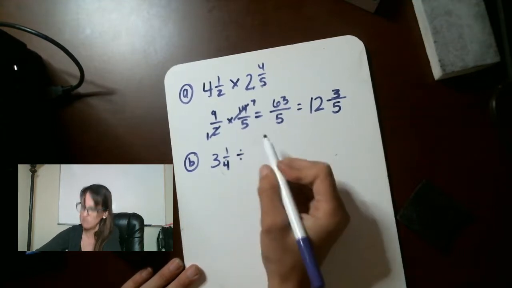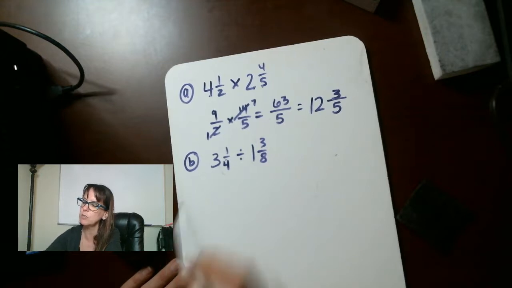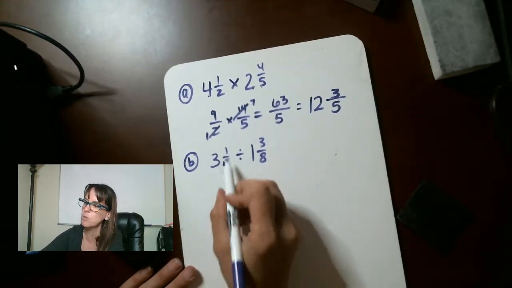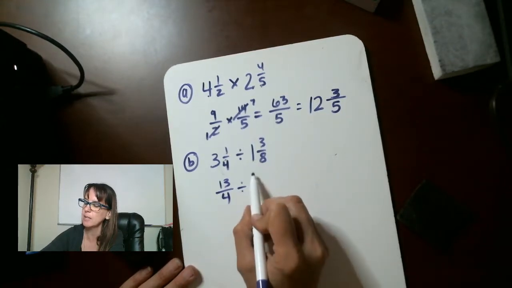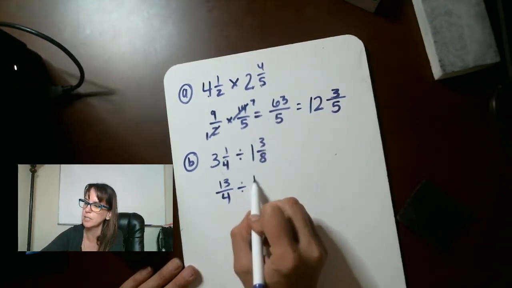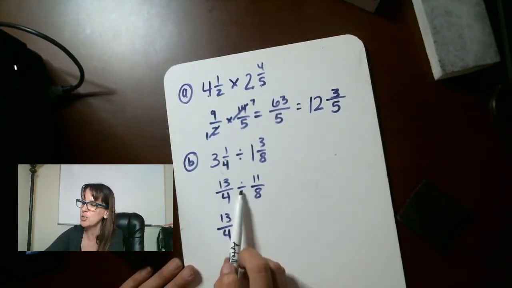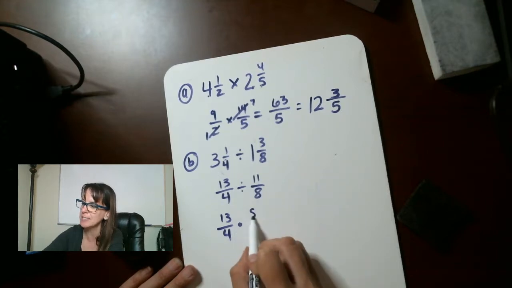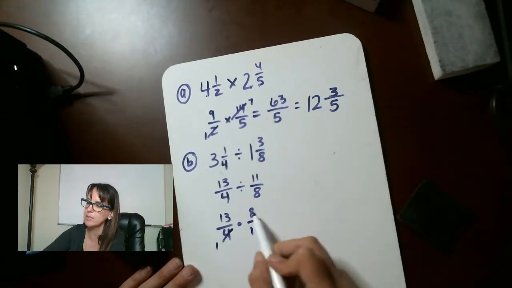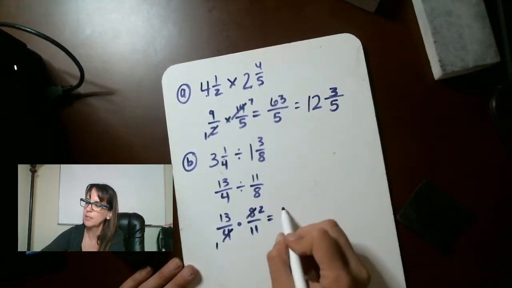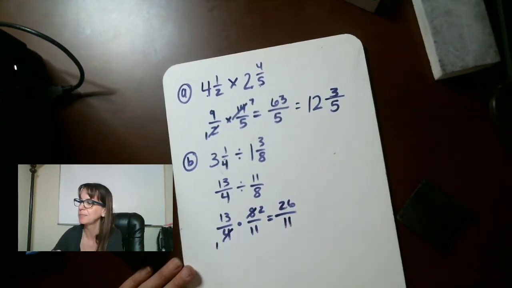All right, B, we've got 3 1/4 divided by 1 3/8. Again, we're going to convert those into improper fractions. 4 times 3 is 12, plus 1 is 13 divided by 4. Divided by 8 times 1 is 8, plus 3 is 11. There we go, 11 over 8. Now we're going to keep this guy, 13 over 4. We're going to change that, and then we're going to flip this. Again, we can cross cancel. Divide this by 4, we get 1. Divide this by 4, we get 2. 13 times 2 is 26 over 11.